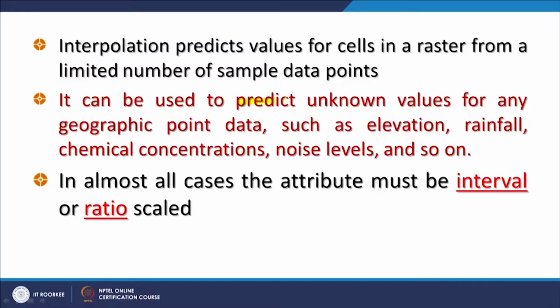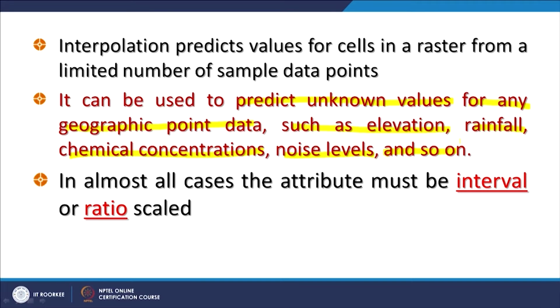So, therefore, it is continuous, whereas between two points you do not have any observation, you do not have any sampling, so you are lacking that information. But in the case of a raster, for every cell you have some information, maybe about elevation or any other concentration. Because of this property of spatial interpolation, we can predict unknown values for any geographic point data such as elevation, rainfall, chemical concentration, noise level and so on.